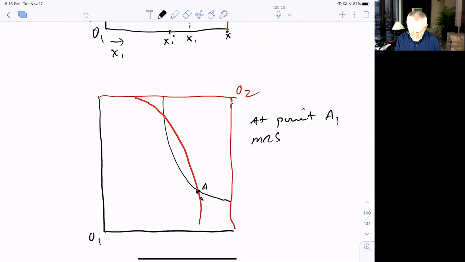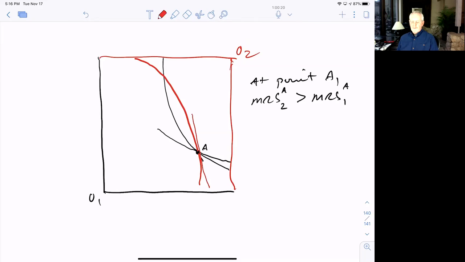We'll make the marginal rate of substitution for person 2 at point A greater than the marginal rate of substitution for person 1 at point A. And you can see that because here's the slope of the indifference curve for 1 at point A, and here's the slope of the indifference curve for 2 at point A. And it's quite a bit steeper for 2 than it is for 1. So the marginal rate of substitution for 2 is greater than the marginal rate of substitution for person 1.